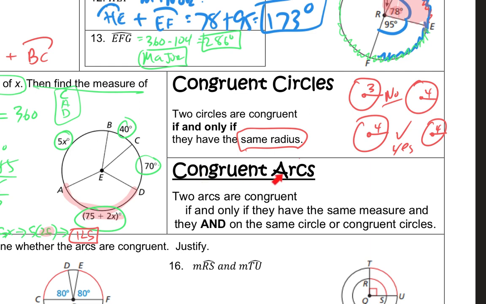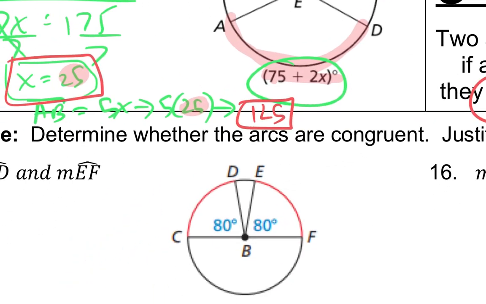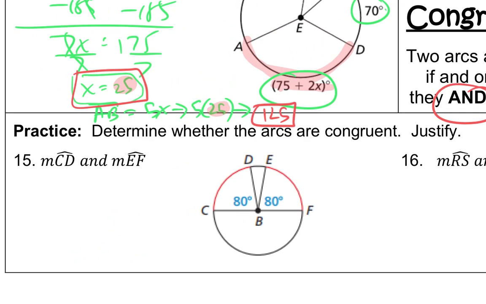All right, now congruent arcs. Two arcs are congruent if and only if they have the same measure and they're on the same circle or congruent circles. So they have to be both of those: have the same measure and be either on the same circle or congruent circles. So let's talk about these last problems. I know we can get this. It's a little tricky, but we got this.